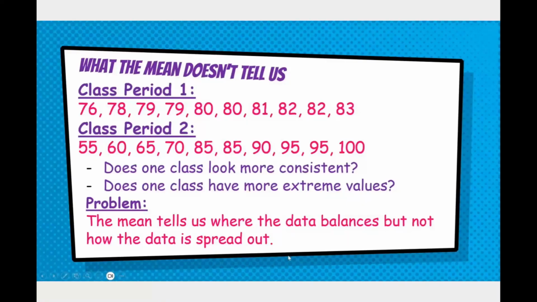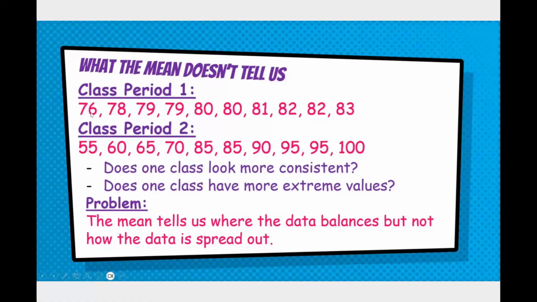So the mean tells us where the data balances, but not how spread out the data actually is. If I were to ask you which class period you think the data is more tight versus which class period is more spread out, hopefully we can see that class period 2 has a much larger spread than class period 1. Class period 1 is clustered more tightly together.